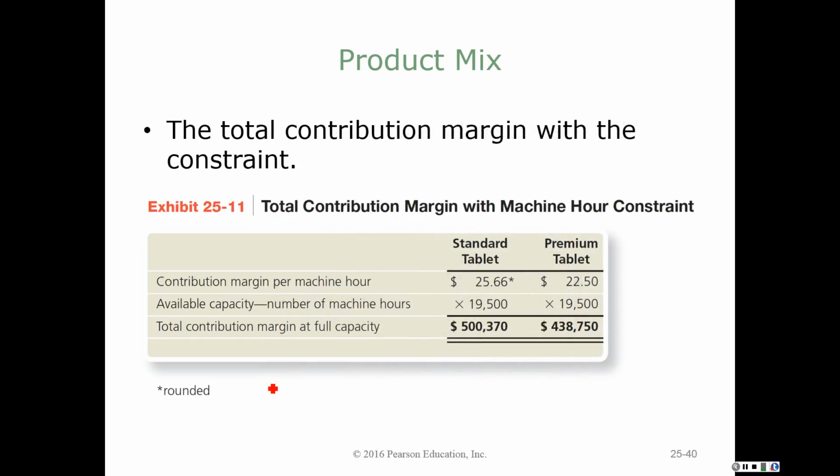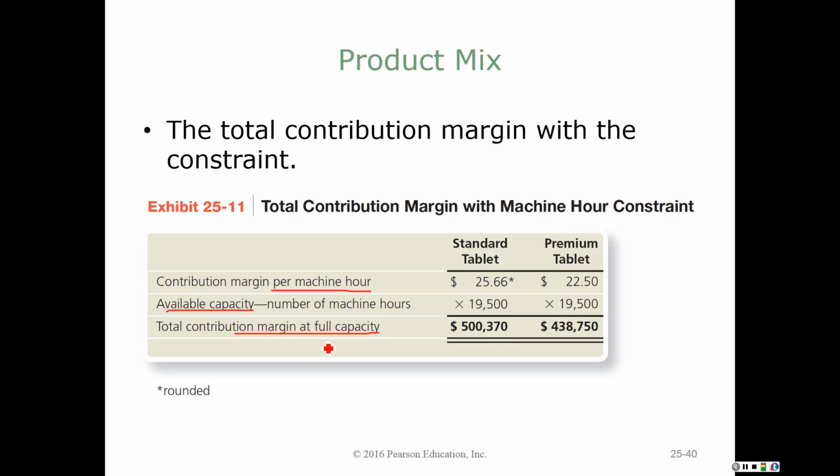Okay, so your book has gone one step further to show you that if you have 19,500 hours available, this is how many hours your machines can run. If you multiplied 19,500 hours times your contribution margin, notice this is per machine hour, it gives you contribution margin per capacity. Okay, and this is a little misleading because if you wanted to determine what your total contribution margin is, it would be your original contribution margin times the number of units that you have sold.